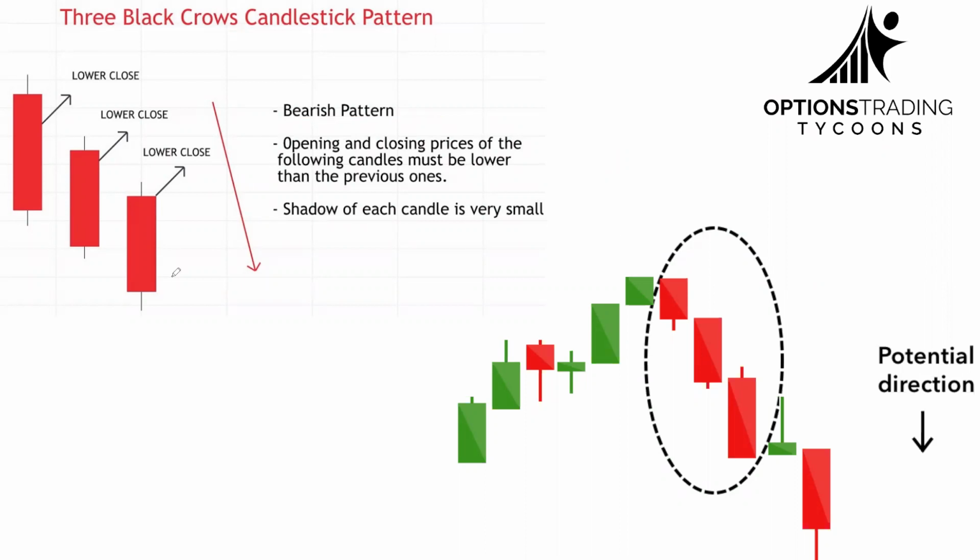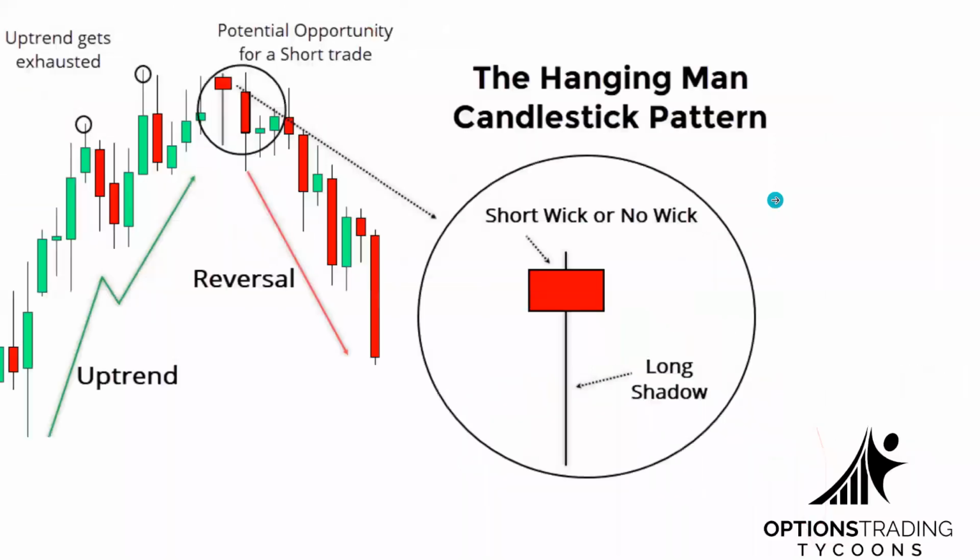And the shadow of each candle is very small, meaning, like the wicks right here. So we see it opens, closes below. We have this one that opens above, closes below, opens. This one right here opens above this close and then closes down below. This is a good example right here. We have three black crows, and then we get some downwards pressure to the downside.